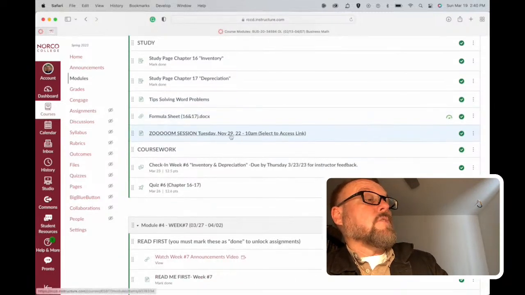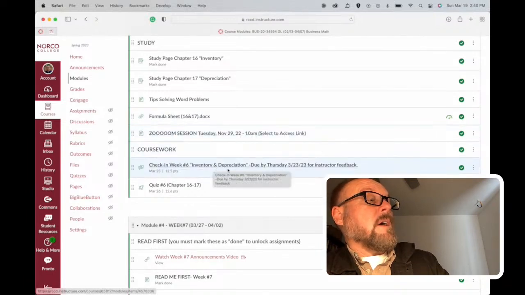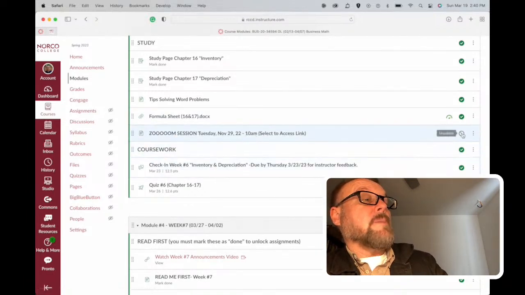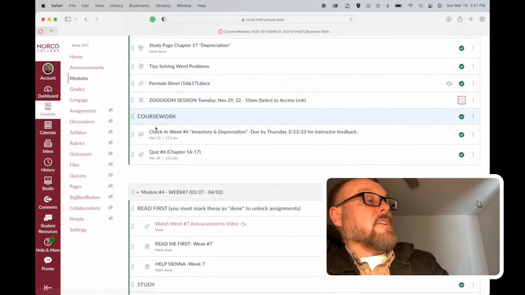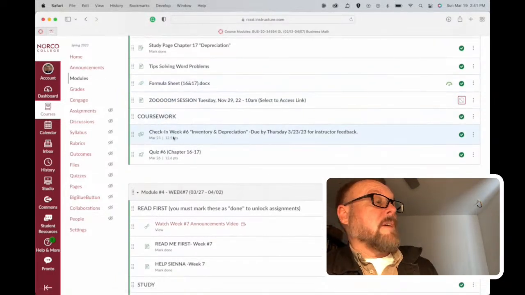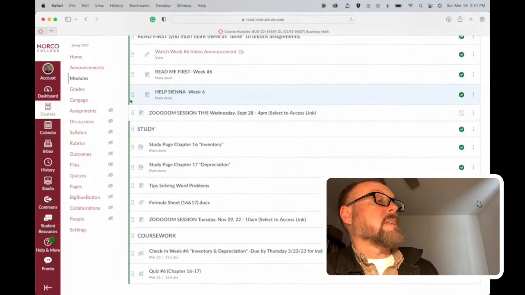And I do have a Zoom link here to the session that I did before. Actually, I'm going to just turn that off because that's going to be misleading. Anyway, there's no Zoom session this week. And then you come down here to the check-in assignment, and you come down here to the quiz for chapter 16 and 17.